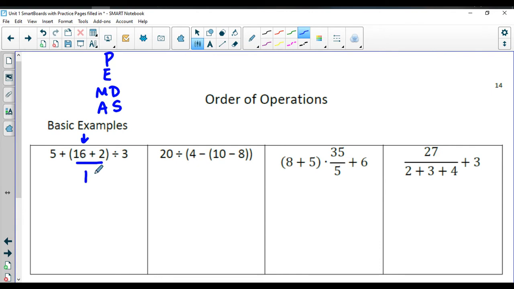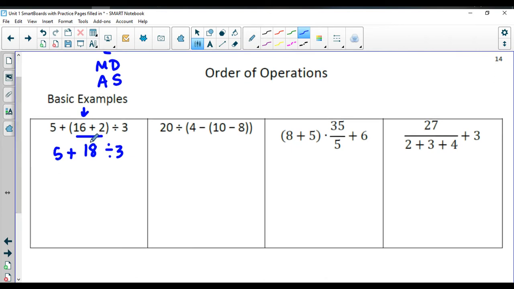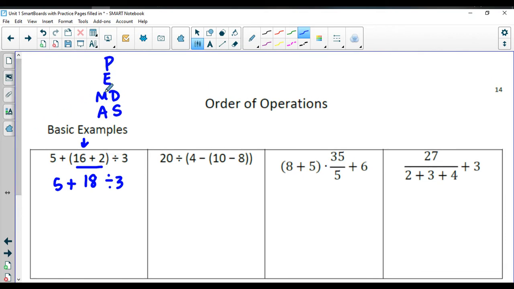16 plus 2, that's pretty easy. That's 18. What I need to do then is bring down everything else. And yes, you are going to have to write all these steps out. It's not too bad, I promise. So the next thing I see is addition or division. And by following my PEMDAS steps, I'm going to do the division part first. 18 divided by 3 is 6. And still bring down that 5 plus that's out front. And 5 plus 6 is just 11.